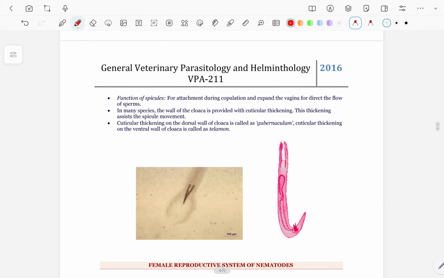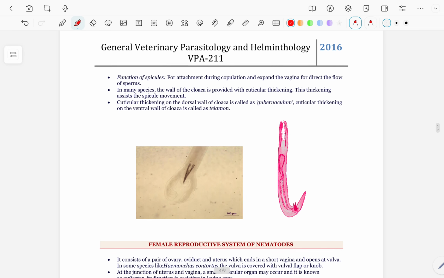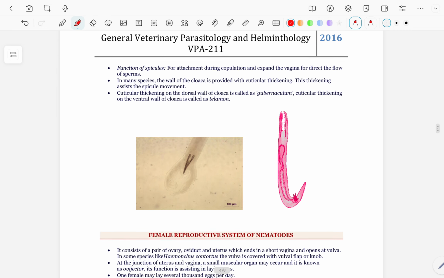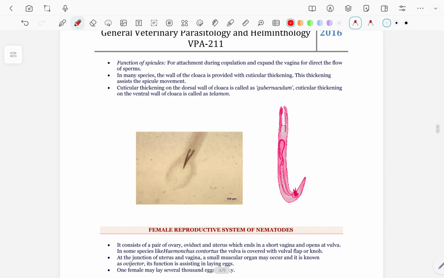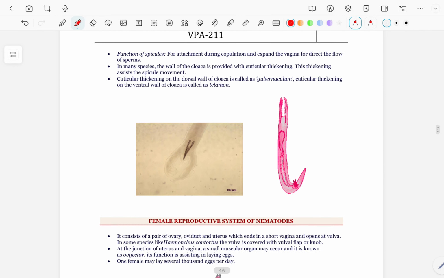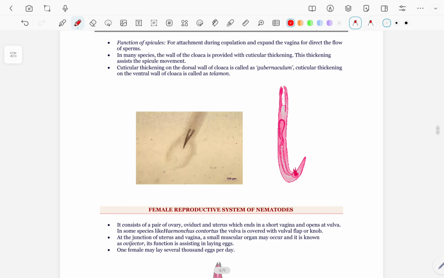In many species, the wall of the cloaca is provided with cuticular thickening. This thickening assists the spicule movement. Cuticular thickening on the dorsal wall of the cloaca is called the gubernaculum. Cuticular thickening on the ventral wall of the cloaca is called the telamon.